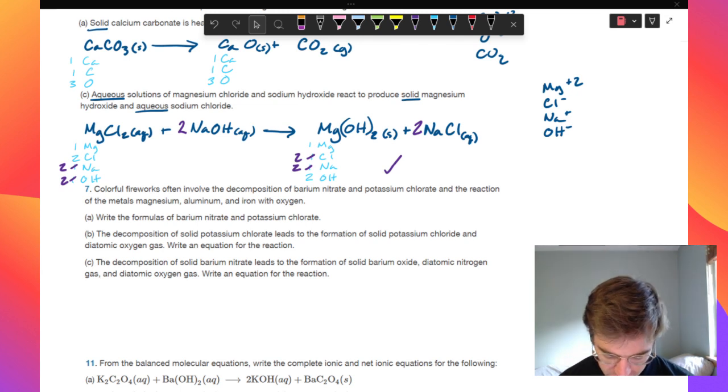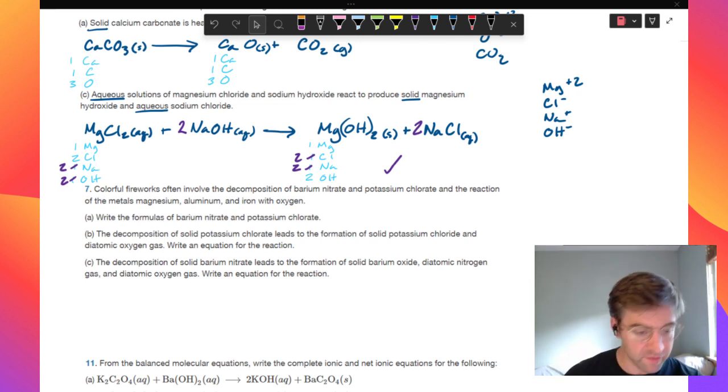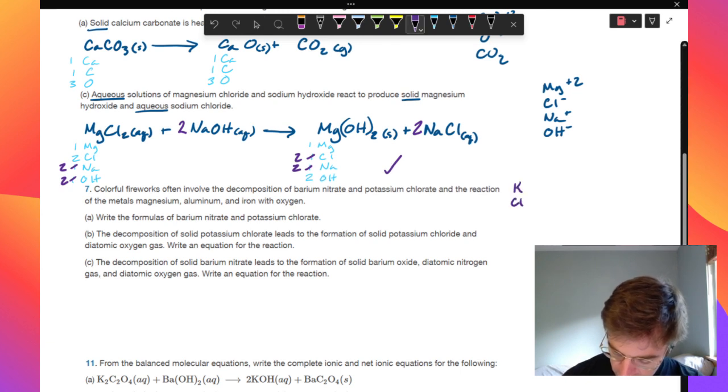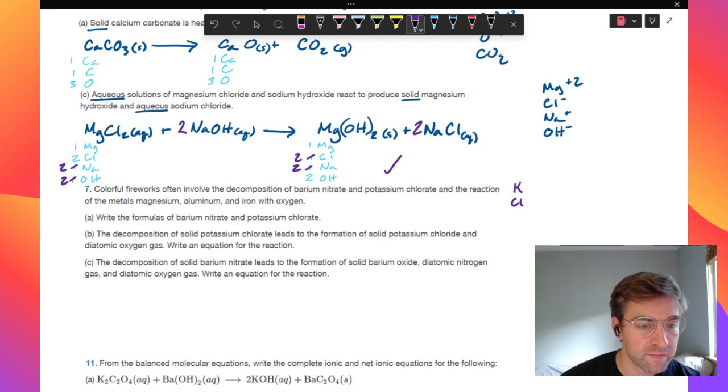We need to do the same thing with potassium chloride, it looks like. So potassium, chlorine, what do we got? We got oxygens. And we've got, yeah, that should be it.